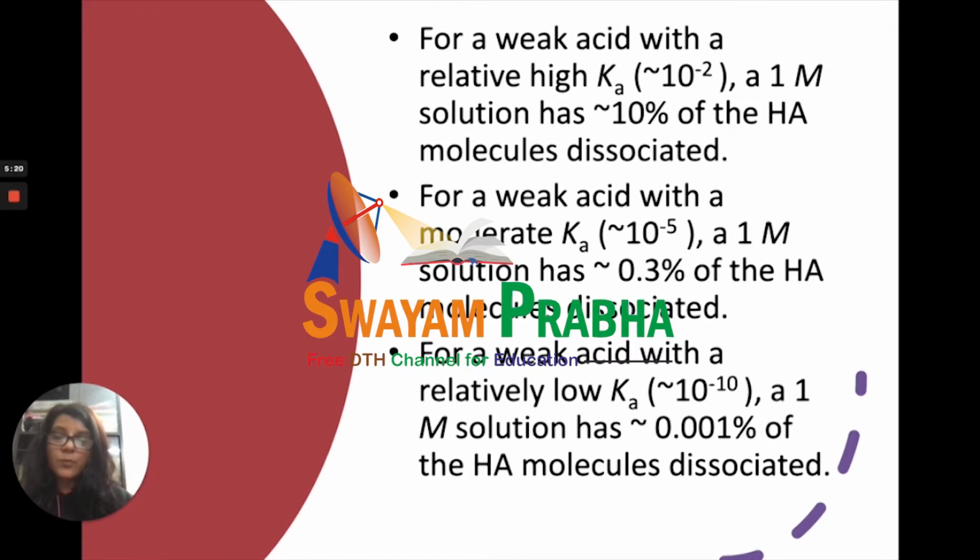Now let's move to the weakest of the weak acids. That is, you have a very, very low Ka value, approximately 10 to the power minus 10. Now in this case, a 1 molar solution will be dissociated only 0.001%, and the rest will remain undissociated.